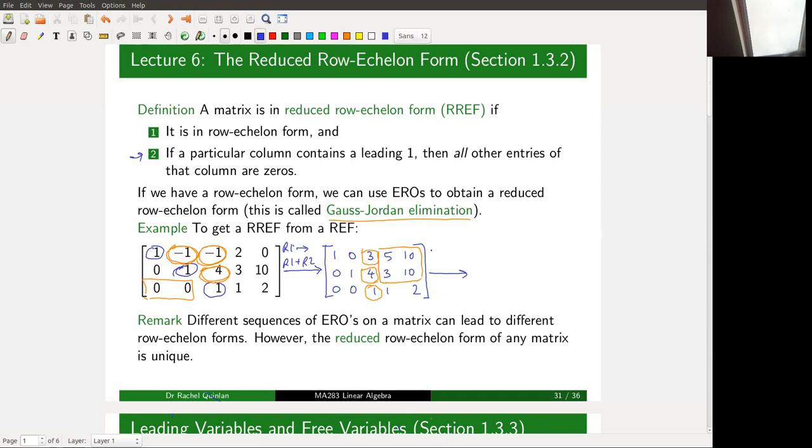So we're going to replace row 1 with row 1 minus 3 row 3. And we're going to replace row 2 with row 2 minus 4 row 3.